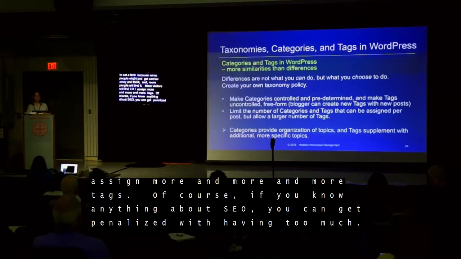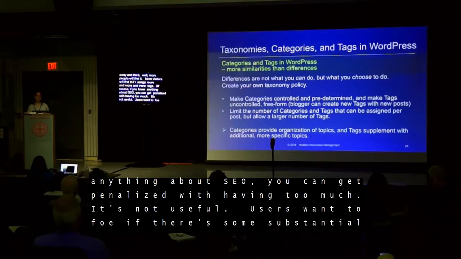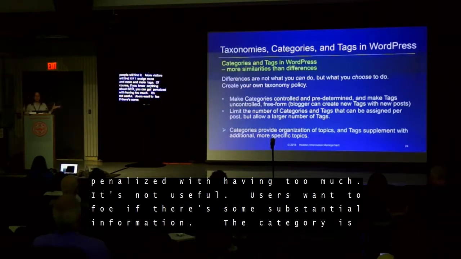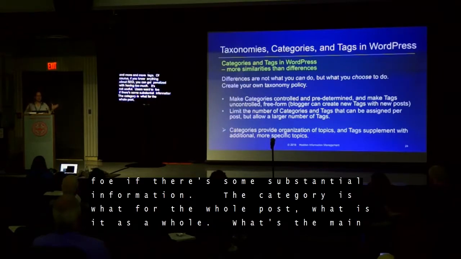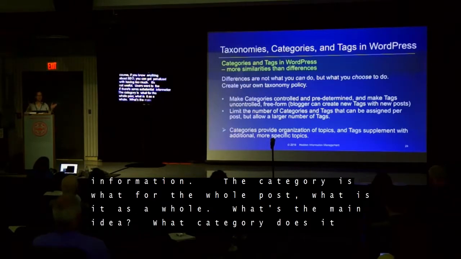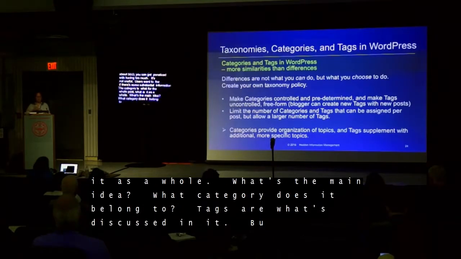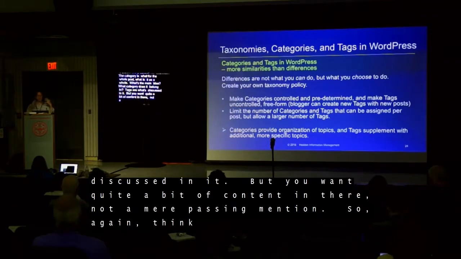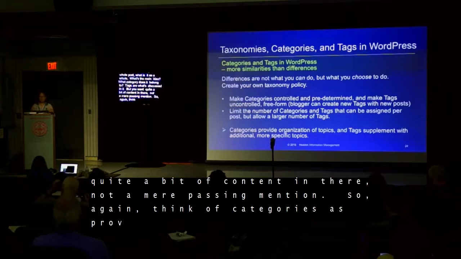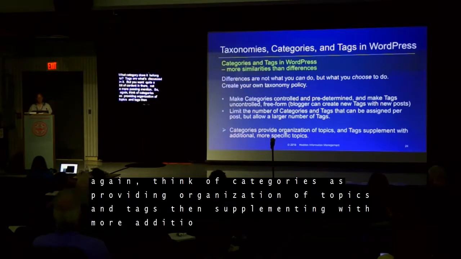I mean, users want to know if there's some substantial information. The category is for the whole post: what is it as a whole? What's the main idea? What category does it belong in? Whereas tags are what's discussed in it, but you want quite a bit of content in there, not a mere passing mention. So again, think of categories as providing an organization of topics and tags then supplementing with additional, more specific topics that can change.